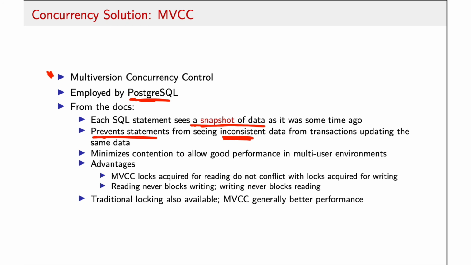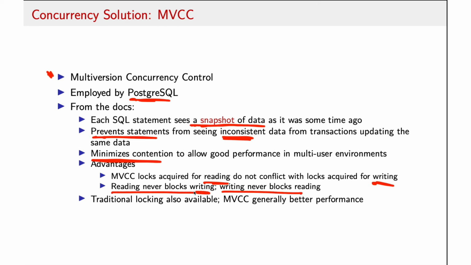The positive side of this is that it minimizes contention, right? So if everybody has their own different view of the data, they're not going to find themselves in these kinds of contentious locking conditions. MVCC also does this in a way that allows reading and writing to basically not conflict with each other. So we don't have this issue of the two-phase locking thing or promoting a shared lock to an exclusive lock and so forth. So writing is never going to block reading, and reading is never going to block writing.